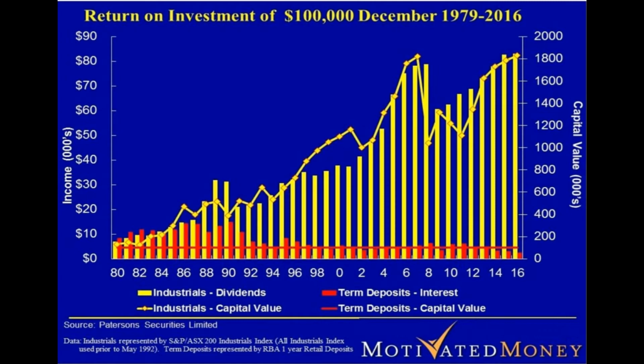So today, if you had been an investor who invested $100,000 in industrial shares, apart from having $1.8 million in actual stock, you'd also be deriving an income stream in excess of $80,000 a year, far greater than the $100,000 that you would have invested in term deposits, which would currently be generating a rate of return of less than $2,500 a year.